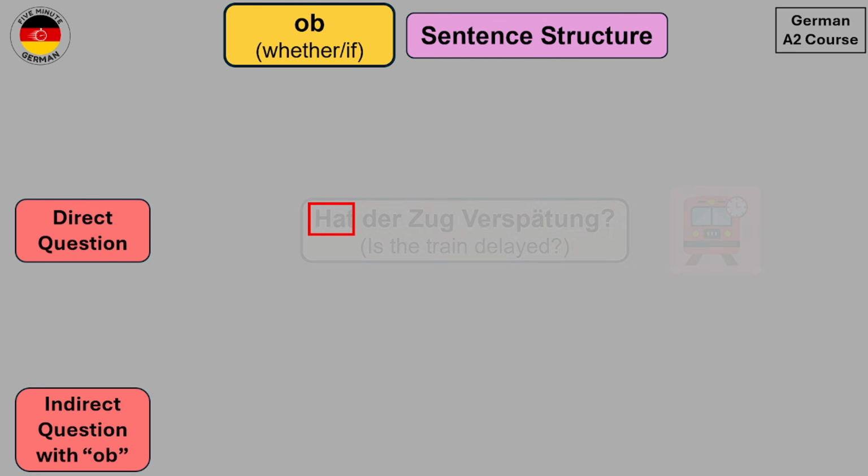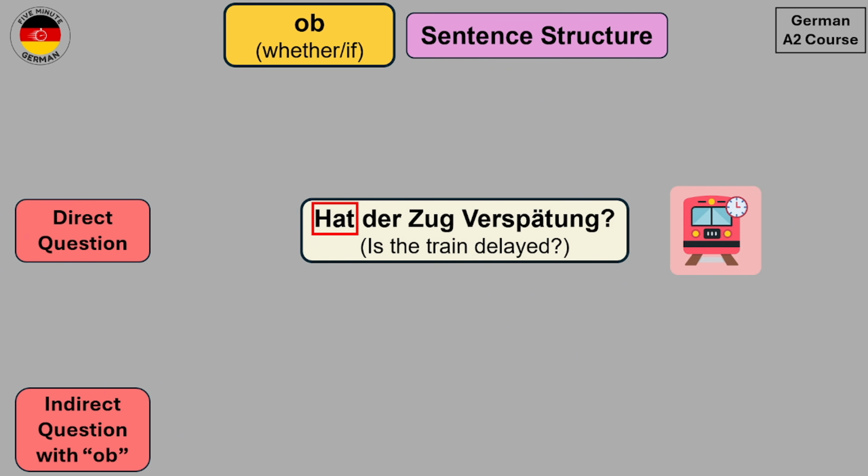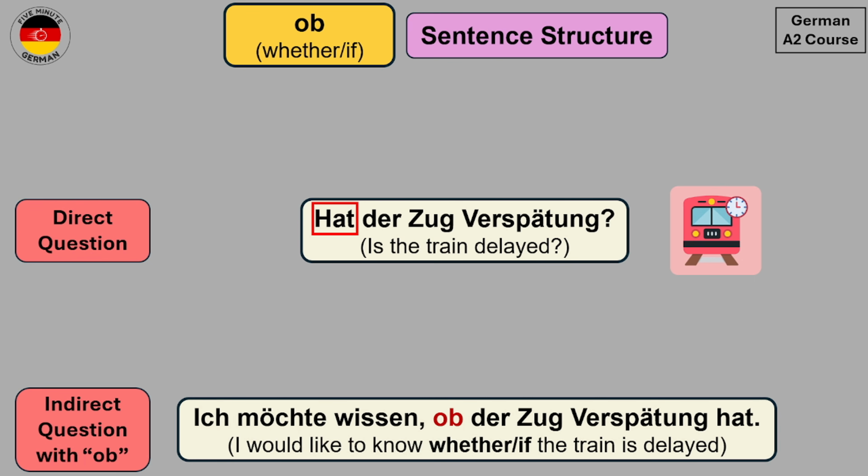Let's take another example. So I have the question, hat der Zug Verspätung? Is the train delayed? So Verspätung means delay. Now if we ask the same question with ob, it will be, Ich möchte wissen, ob der Zug Verspätung hat. I would like to know whether or if the train is delayed.